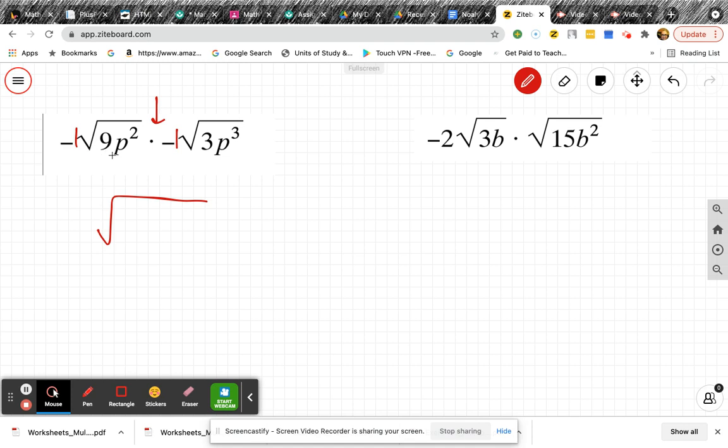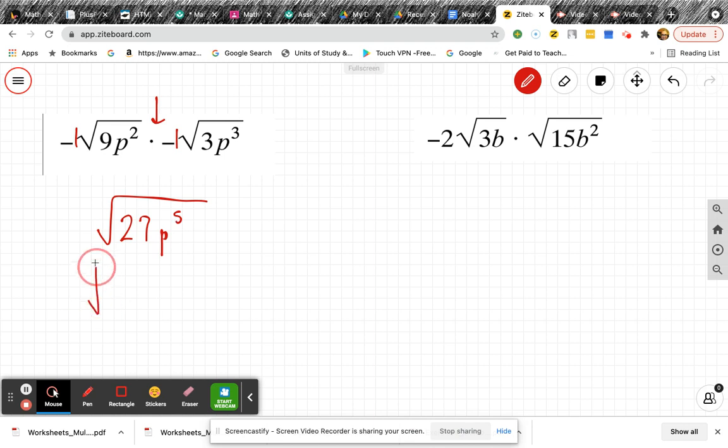Next, underneath the radical, 9 times 3, 27. Then p squared times p to the third is p to the fifth. Remember, with the exponents, we add. So now we're going to simplify.